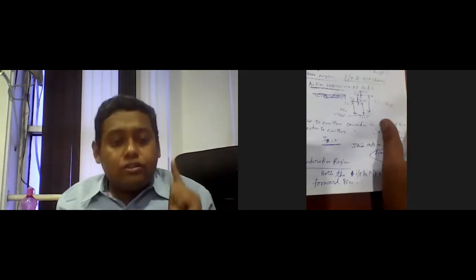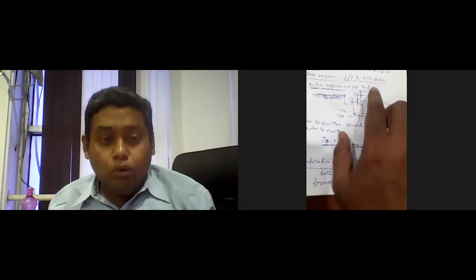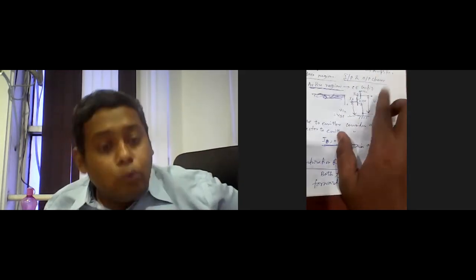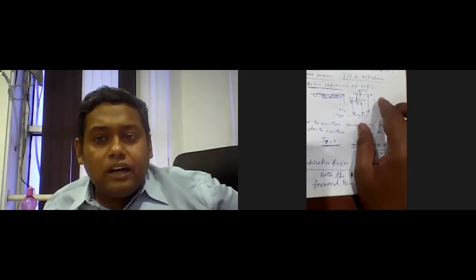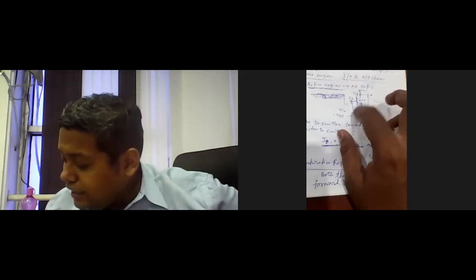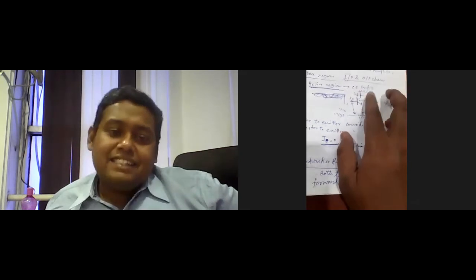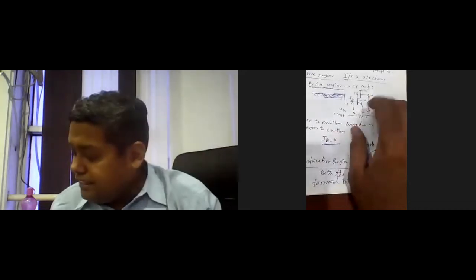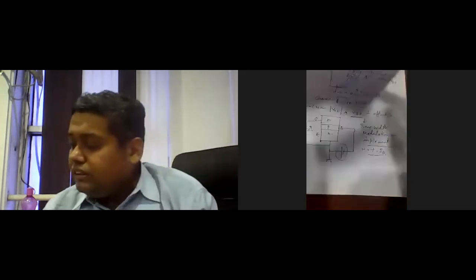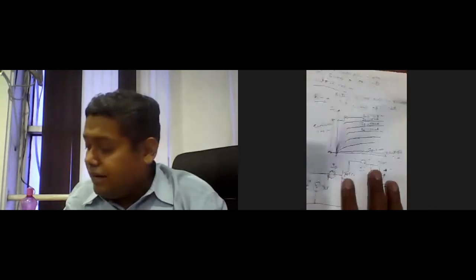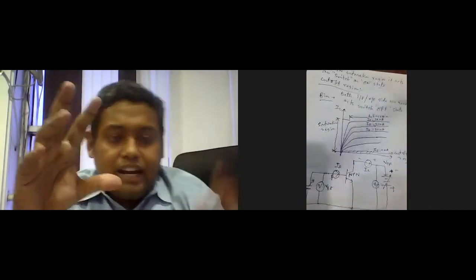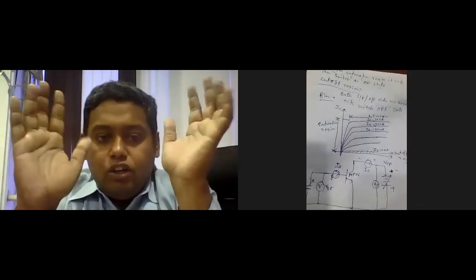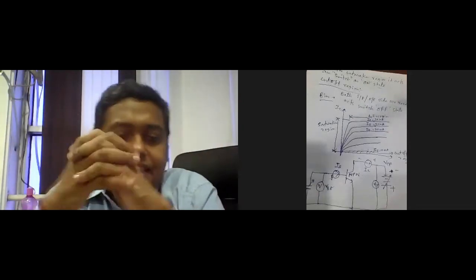But in the saturation region, both the input and output sides are forward biased. When both sides are forward biased, it acts as a switch like a short circuit, because in that case the transistor is shorted. And in the cutoff region, both junctions are reverse biased. Due to the reverse bias, the transistor acts as an open circuit, so in the cutoff region it is in the off state.